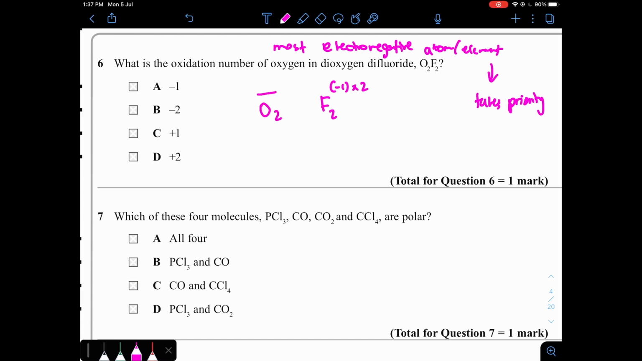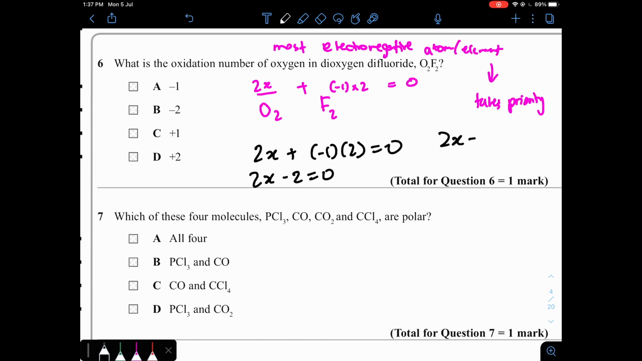We don't know the charge of this, but it's 2 times whatever this charge is, and it should equal 0 when we add them. So we can just construct an equation: 2x, where x is the charge of oxygen, plus -1 times 2 equals 0. We have 2x minus 2 equals 0, so 2x equals 2. X equals 2 divided by 2, which is 1.